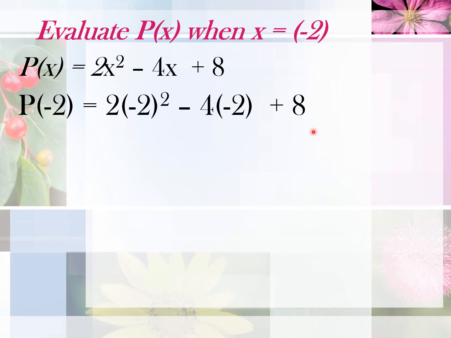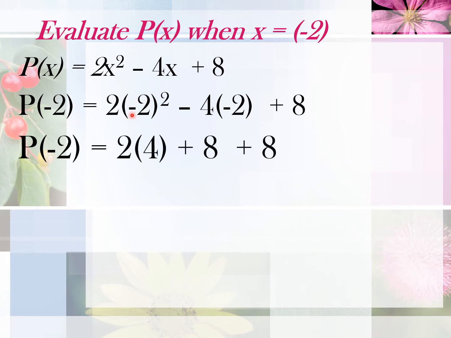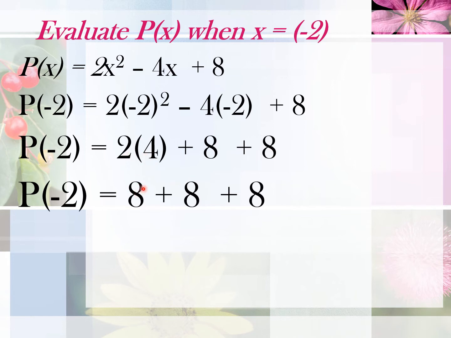And then, we need to simplify this so that we can solve for p of negative 2. So, next step is simplify natin tong negative 2 squared, that is equal to 4. And then, negative 4 times negative 2, that is 8. And then, syempre, bring down yung 8 dito. Next naman, 2 times 4 is 8. Tapos, bring down ang 8, bring down another 8. And then, simplify na to. 8 plus 8 plus 8, that is equal to 24. Ibig sabihin, ang p of negative 2 ay 24.